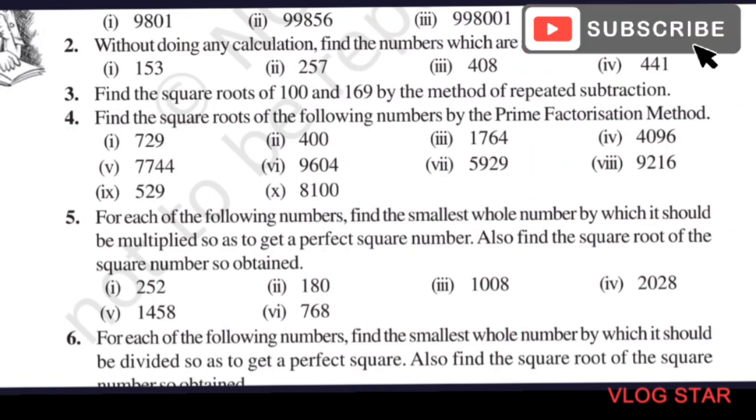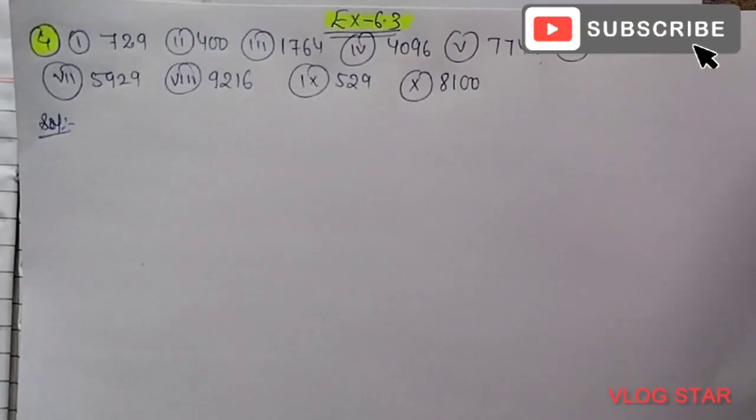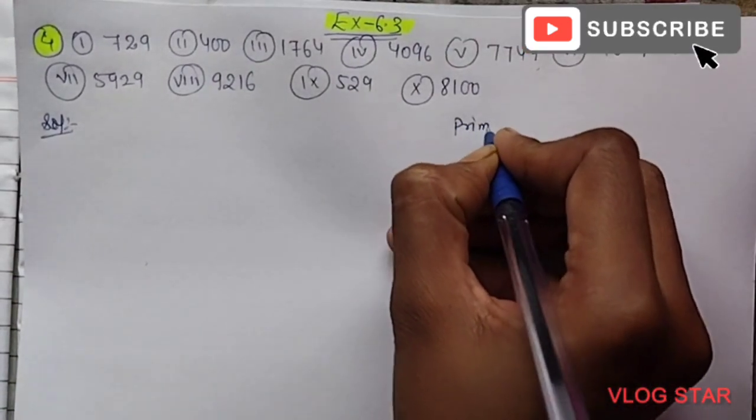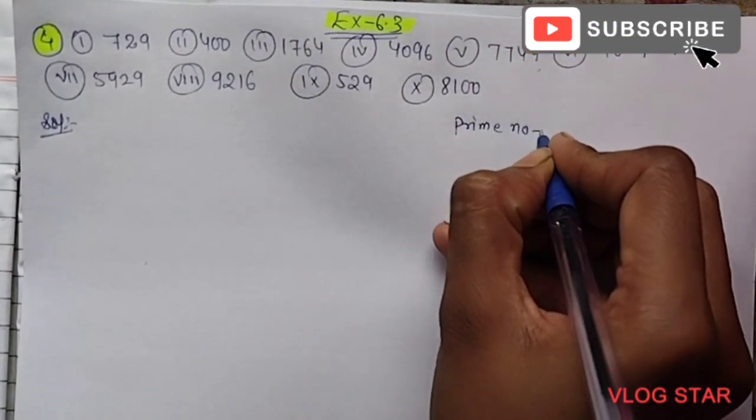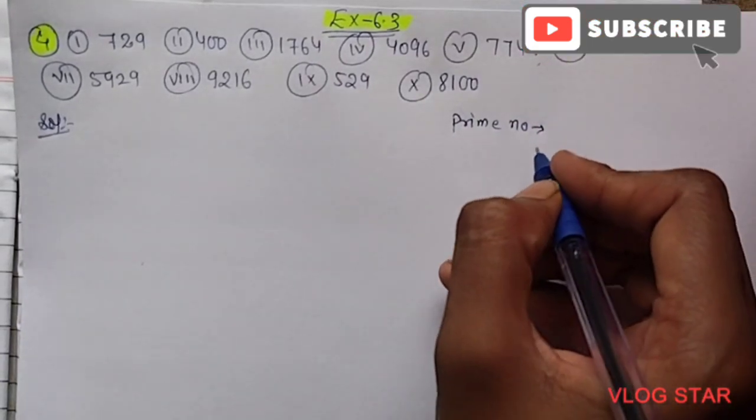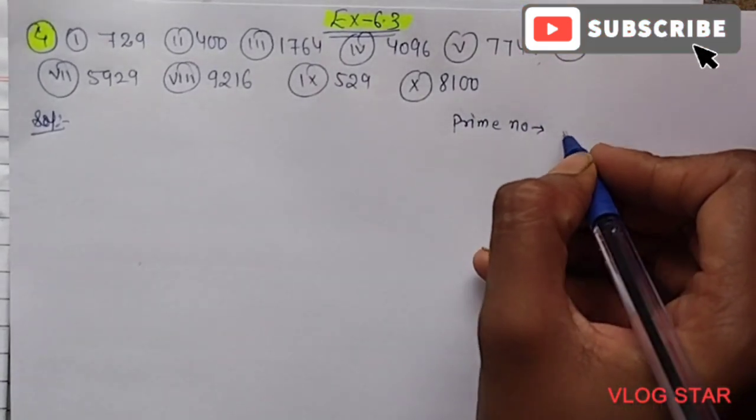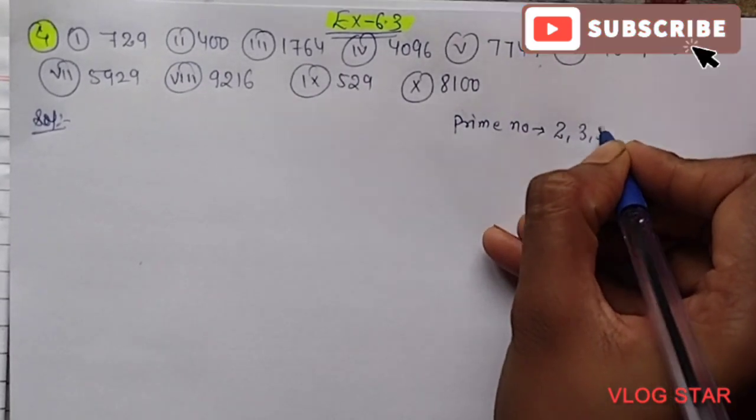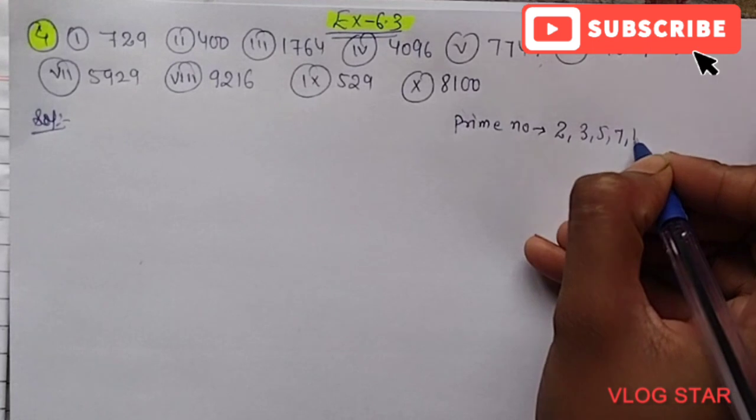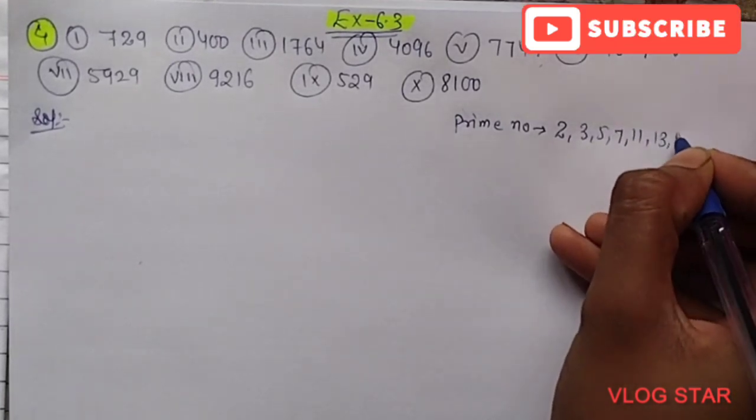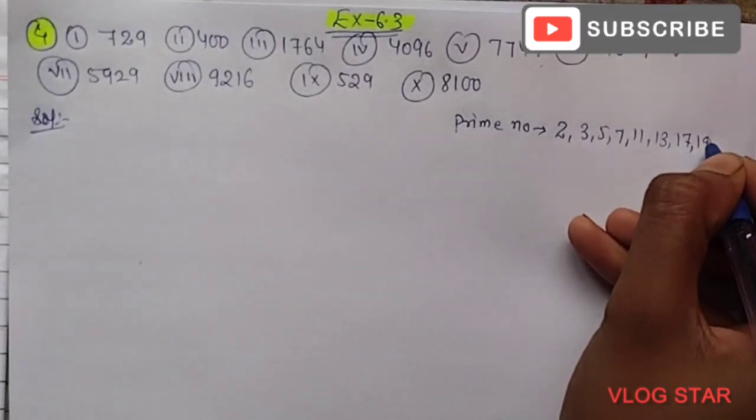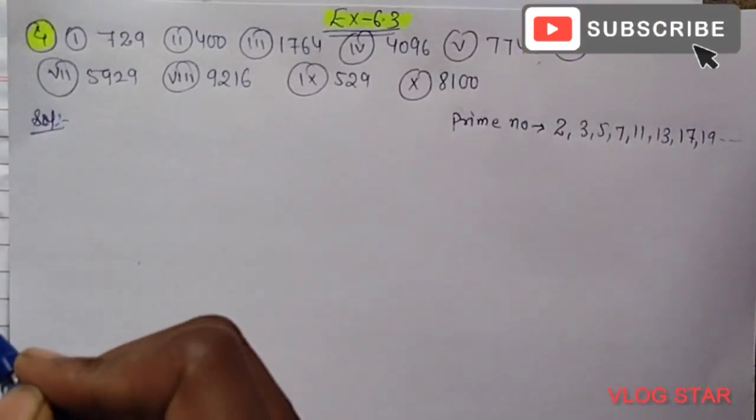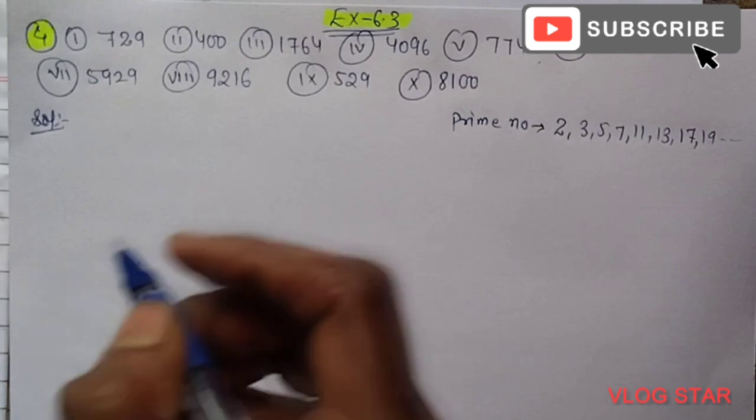So let's do it. Before prime factorization, we have to know what a prime number is. As we know, a number which is divisible only by itself and 1 is called a prime number. It starts from 2, 3, 5, 7, 11, 13, 17, 19 and so on. These are the prime numbers.